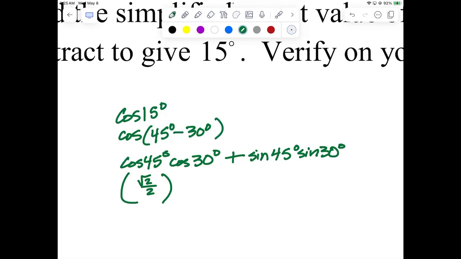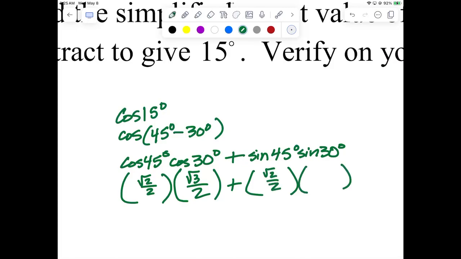Got it? All right, what's the cosine of 30 degrees? Don't say pi 6. It's the cosine of pi 6, which is square root of 3 over 2. Plus, what's the sine of 45 degrees? Also square root of 2 over 2. And what's the sine of 30 degrees? 1/2. Okay, there you go.